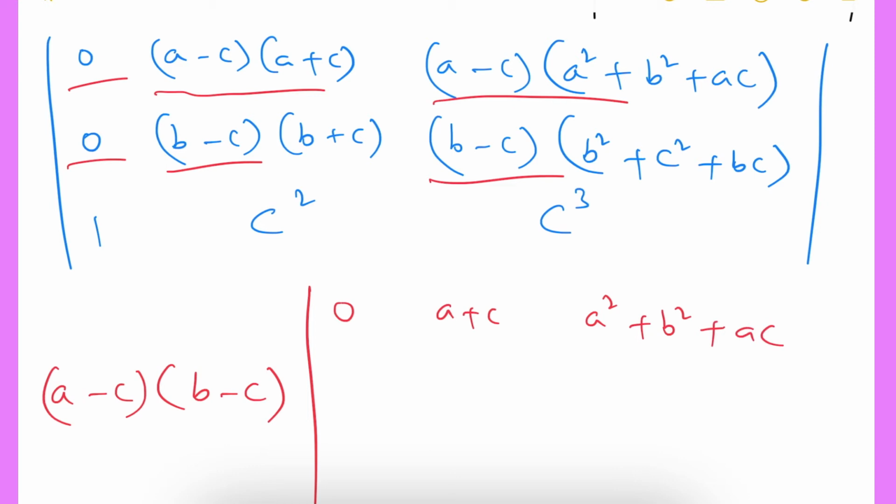The same way second row also 0 as it is. B minus c gone, then remains with b plus c. Then here b square plus c square plus bc. Third row as it is, 1 c square c cube.